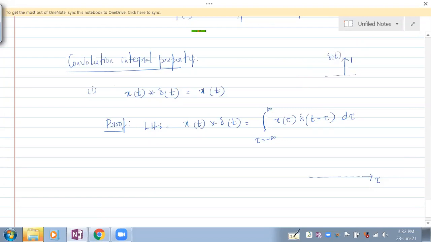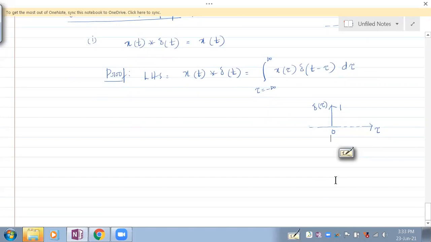This is delta of t, which is infinity at t equal to 0. So that means delta of tau is what? Delta of tau, it's not t, mind you, because we are sketching it with respect to tau. So it is delta of tau, and this is 1 and this is 0. Understand this point? Now, if this is delta of tau, can you tell me what is delta of minus tau?